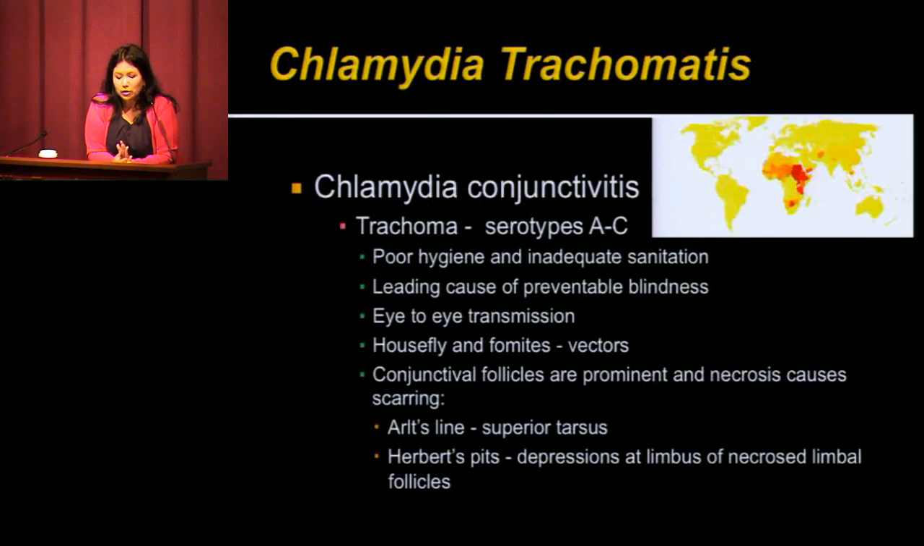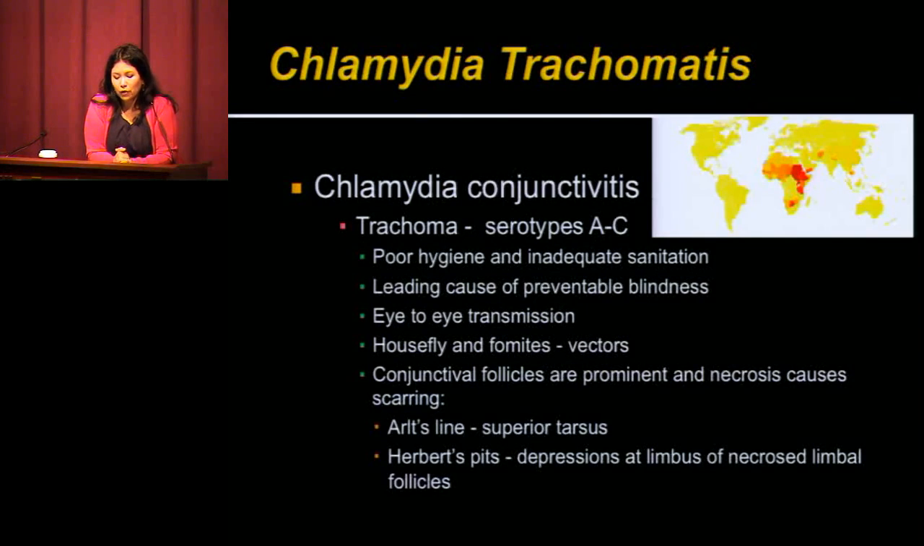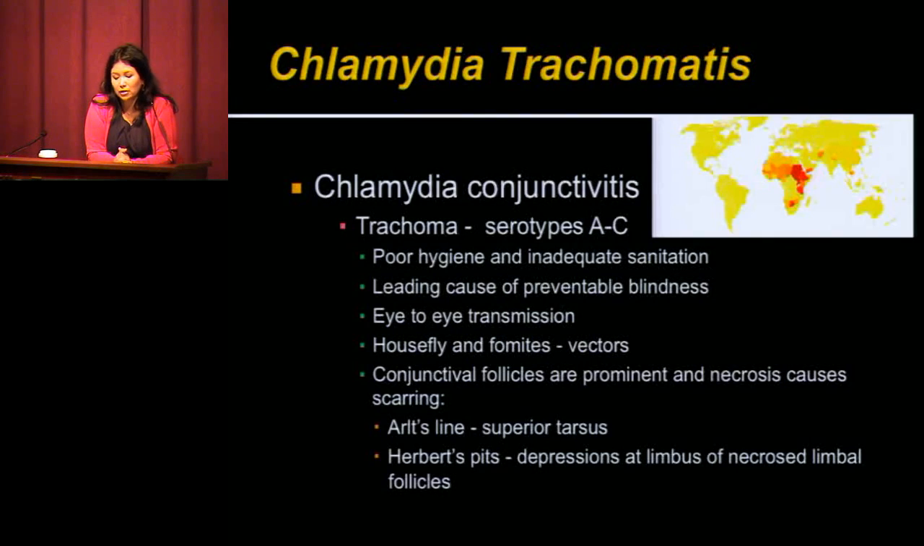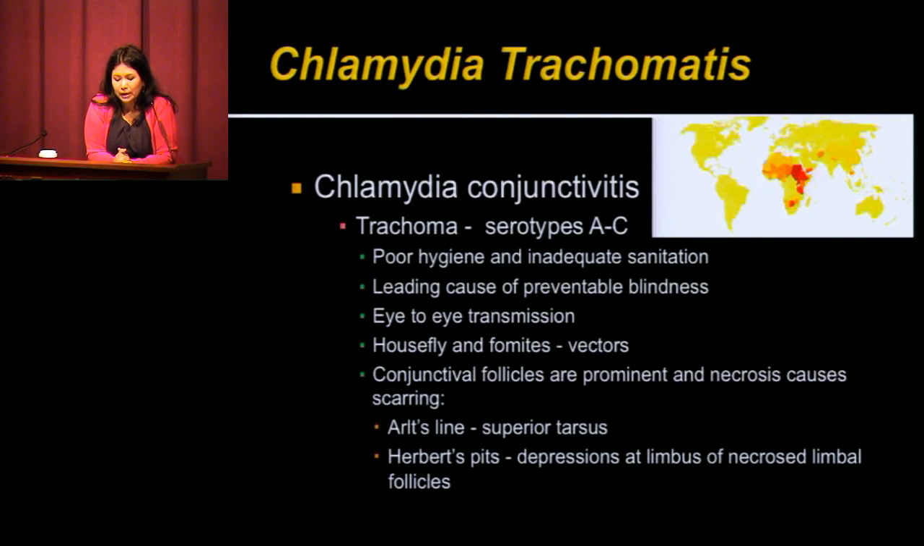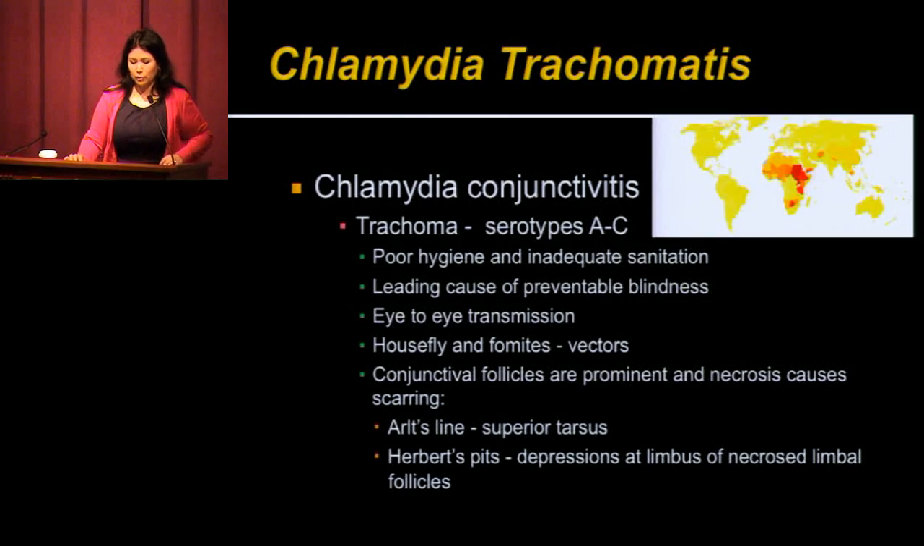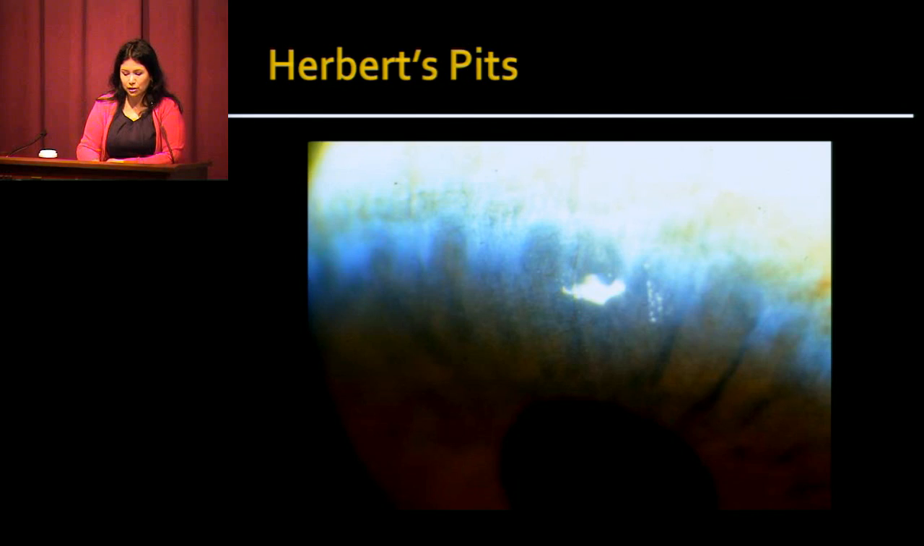The most common way to transmit this is eye to eye, but they've also seen that houseflies and fomites such as doorknobs, toys, and all of that can actually transmit it because they're vectors. You get conjunctival follicles and necrosis, and they cause scarring, like we said, in Arlt's line. You get the superior tarsus and Herbert's pits, which are depressions at the limbus of necrosed limbal tissue, follicles. So here's just a picture of Herbert's pits. Can you guys see that?